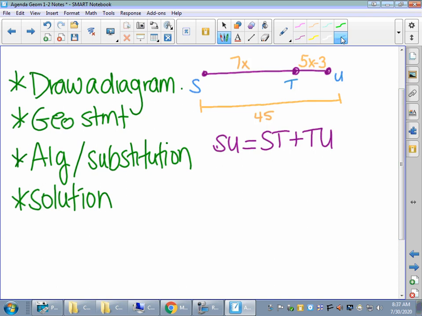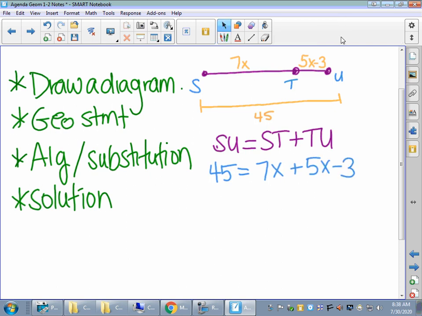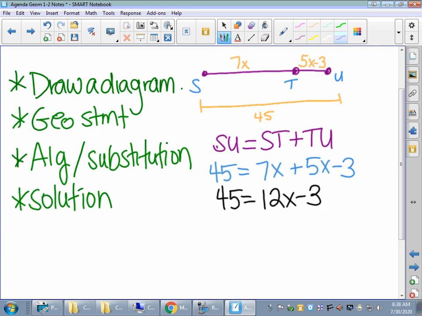So now, I don't know what happened to me. I had a mind warp there. SU is 45. I can do my algebra, my substitution. ST is 7x, and TU is 5x minus 3. Hopefully you remember how to solve an algebra problem. I'm going to combine my like terms first. 45 equals 12x minus 3. If you want to show plus 3, you can do that. 48 equals 12x. If you need to show divide by 12, feel free. If you don't, that's all right. So that means that x equals 4.